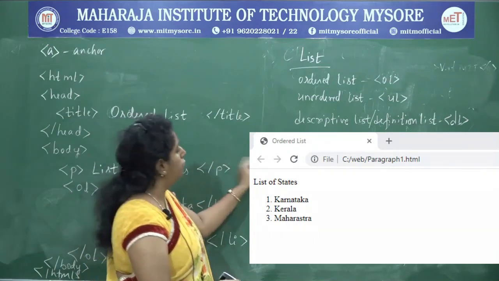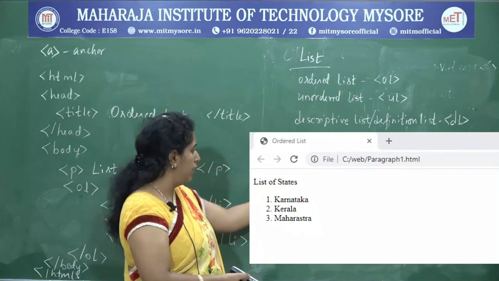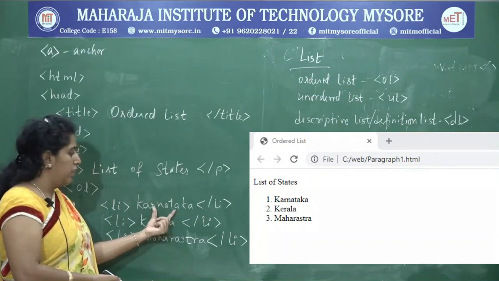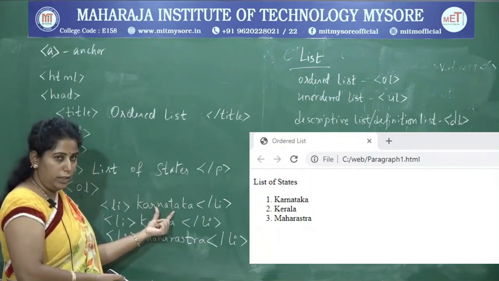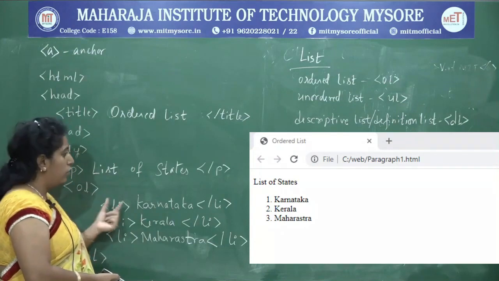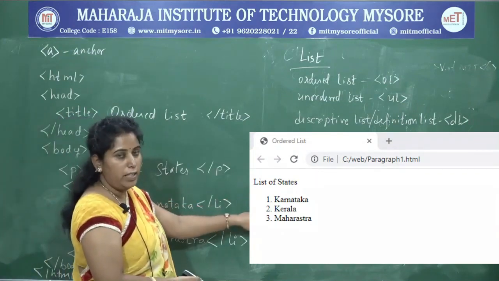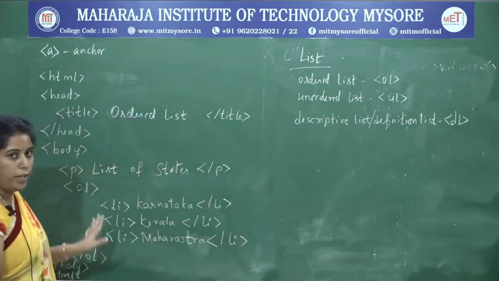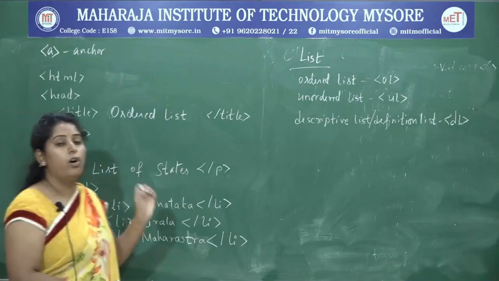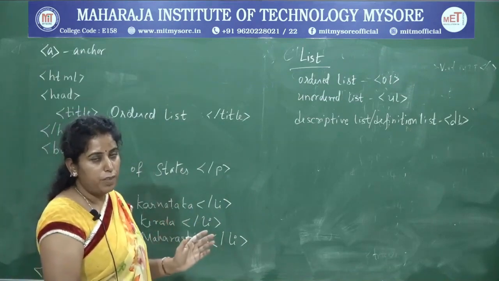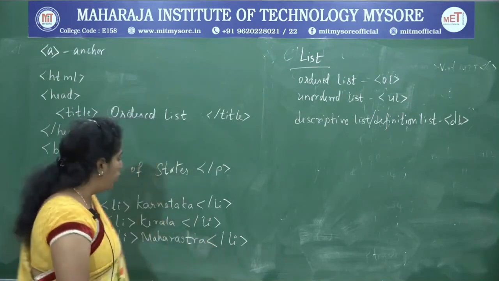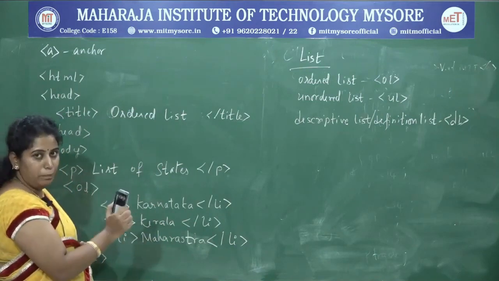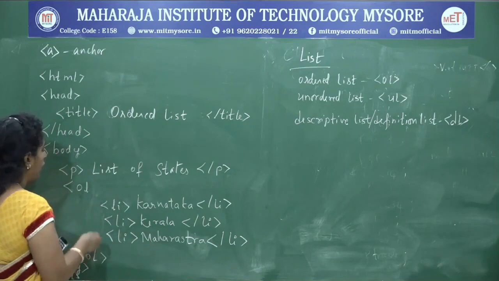You can notice it is printing the message list of states, since I have given it inside a paragraph. Then the first item in the list is Karnataka. I have used an ordered list, so the number is 1. The second one is Kerala, and the third one is Maharashtra. This is how you can make use of an ordered list to order the items in the list. And here you can also modify the ordering. By default the order type is number, right? You can change it. How?